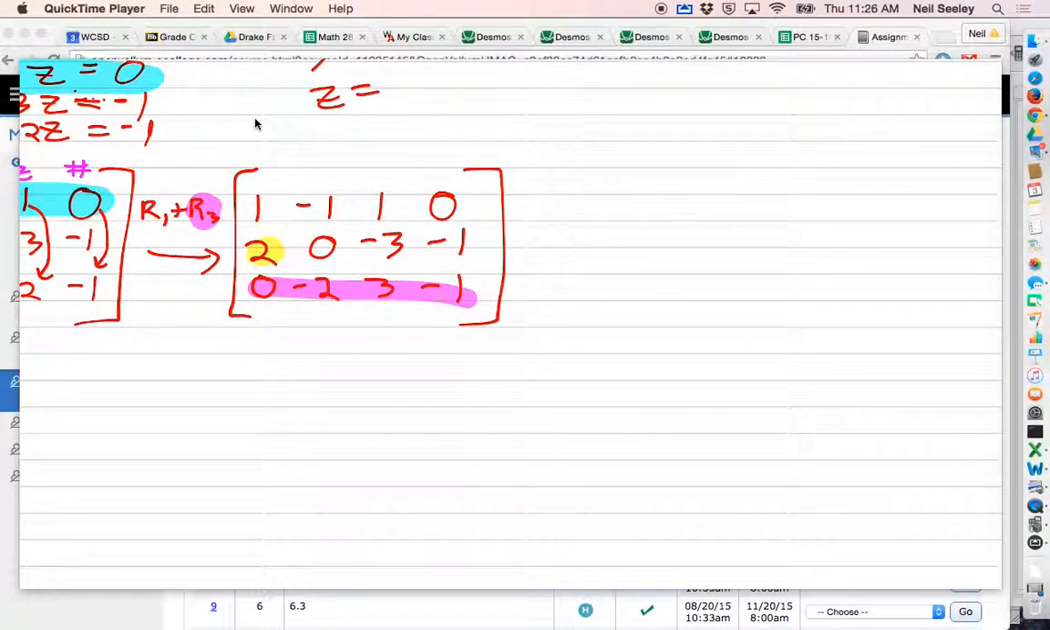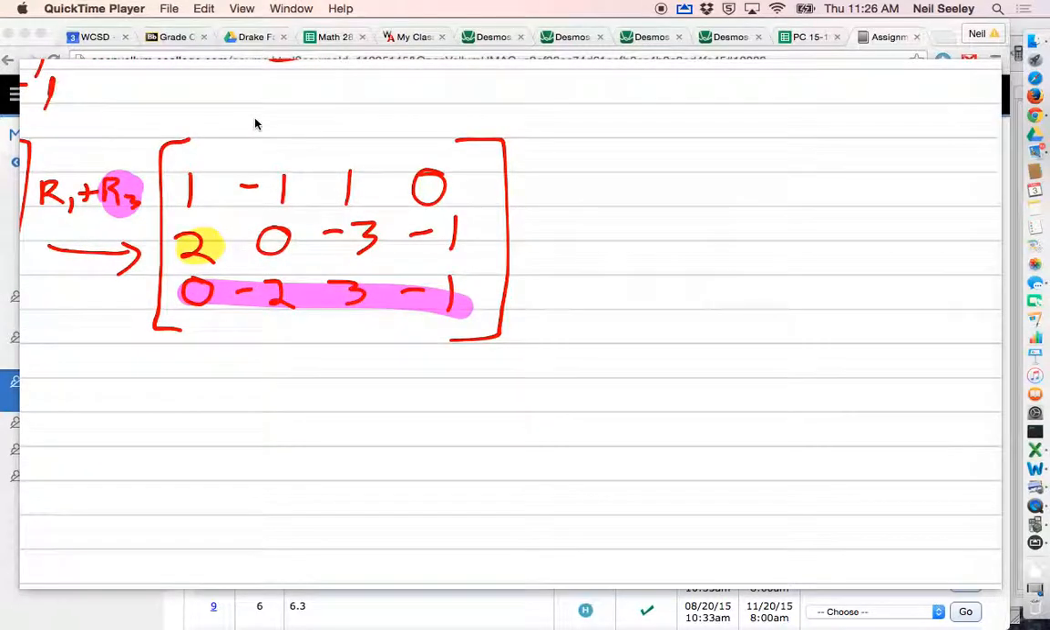What do you want to do? How do you make that 0? Any cool ideas? You want to mess with row 1? Yeah. Negative 2r1 plus r2. What do you want to say now? r2. You can't help it.